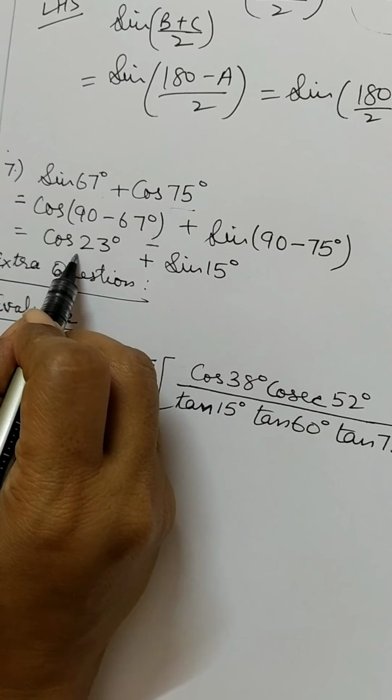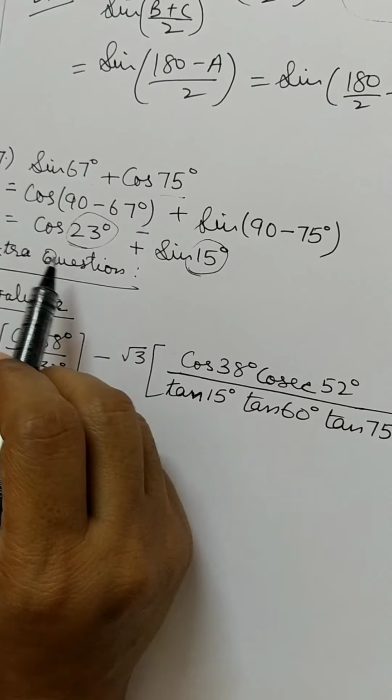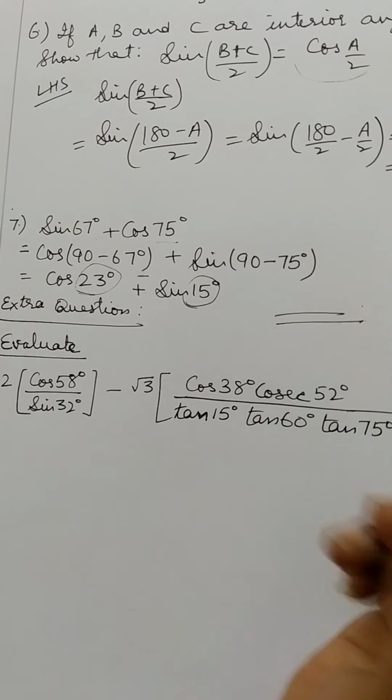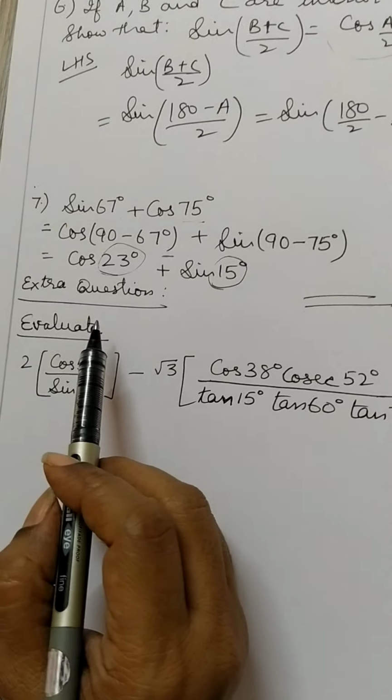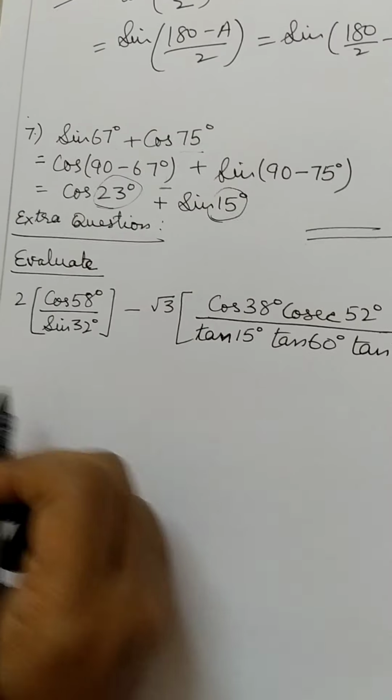Now you can see that we have got thetas between 0 and 45 degree. Our exercise 8.3 is complete. Now we have an extra question. You have to evaluate this expression given.